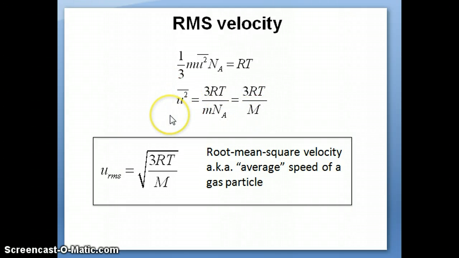We just want the velocity, not the velocity squared. So the velocity alone, which is what we call the root mean square velocity, is equal to the square root of 3RT over M. Again, R in this case is the universal gas constant, T is temperature, and M is molar mass.